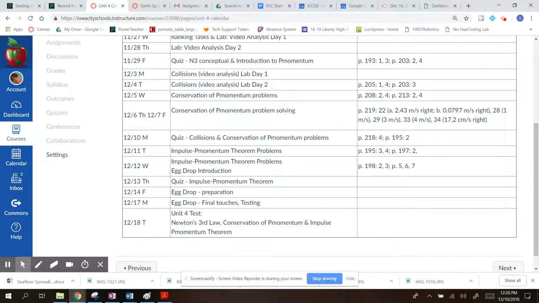Thursday of this week, because this is a pretty simple, straightforward piece, mostly because you've done it before, we're going to quiz. So we're going to quiz on Thursday, and then you'll be working on a project, the egg drop project, and more information on that to come, but that'll happen Friday, Monday, and then next Tuesday, the 18th, we will take our test over Unit 4.